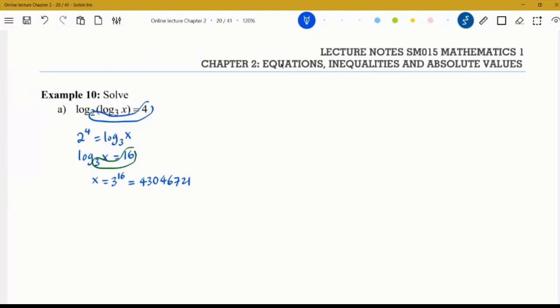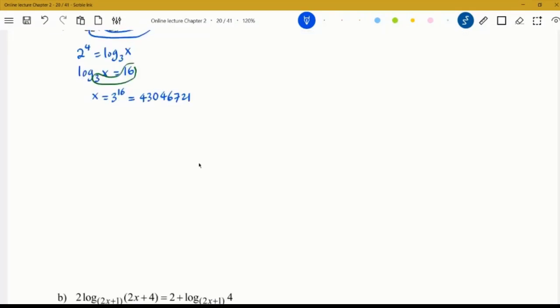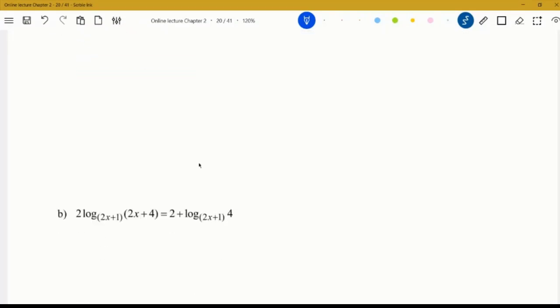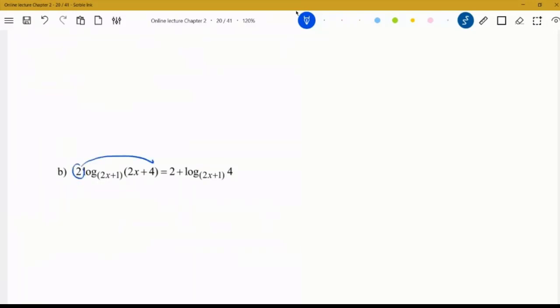Okay, part B, where we have 2 log 2x plus 4 base 2x plus 1, and then on the right hand side we have 2 plus log 4 base 2x plus 1. Okay, at the first place we want to make the coefficient of log a 1. So ini saya pindahkan ke atas dulu.